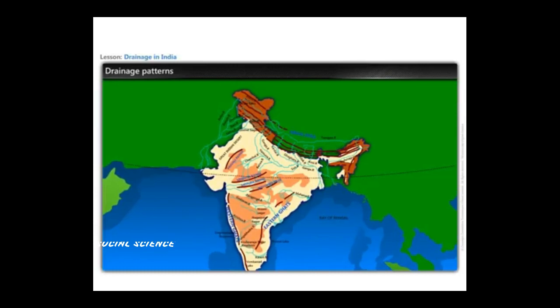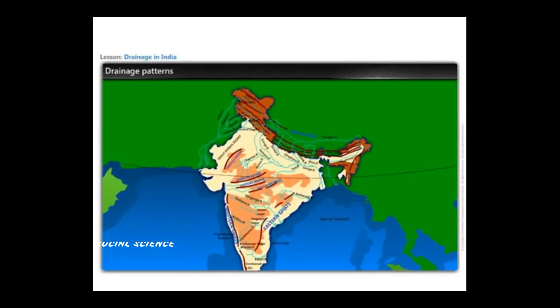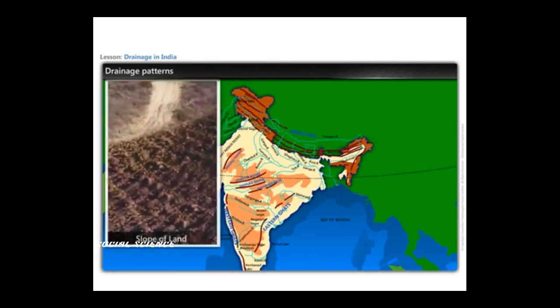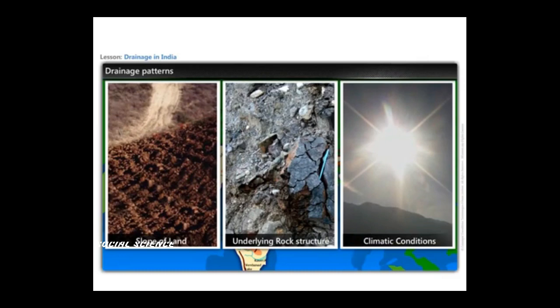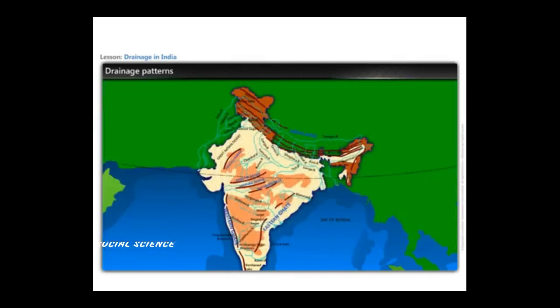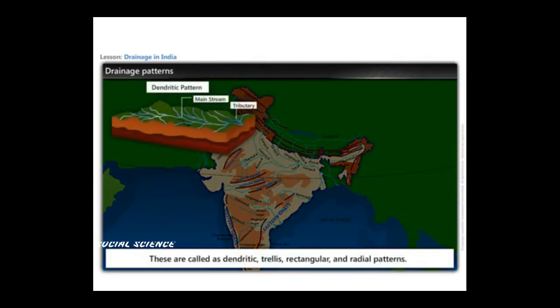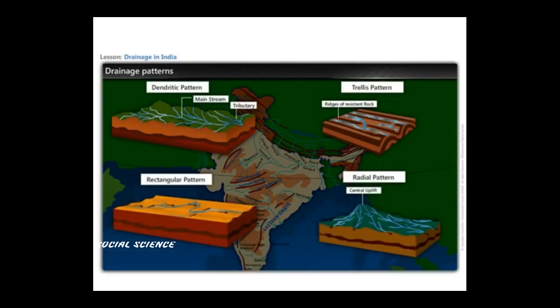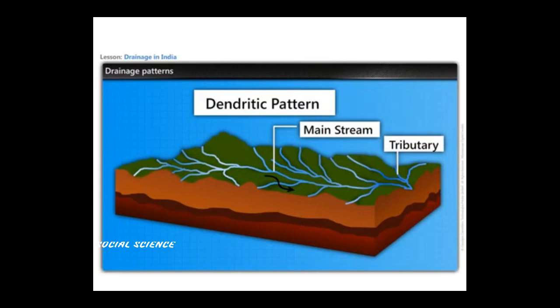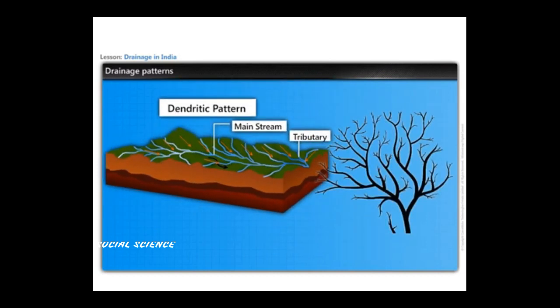Have you noticed that the streams within a drainage basin form certain patterns depending on the slope of land, underlying rock structure, as well as the climatic conditions of the area? These are called dendritic, trellis, rectangular and radial patterns. The dendritic pattern develops where the river channel follows the slope of the terrain. The stream with its tributaries resembles the branches of a tree, thus named dendritic.